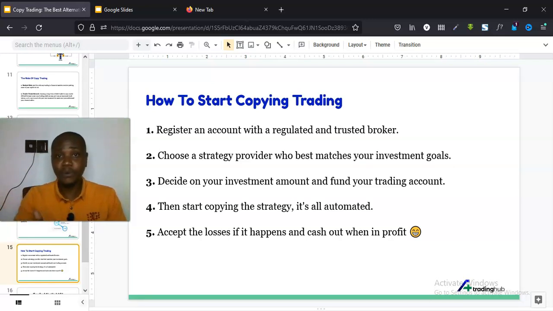Now, some people will paint copy trading as if you won't make any losses. I am here to always tell you the truth. I'm a bearer of truth. So there are losses too, but you can control the losses. That is the beauty of copy trading, alright?